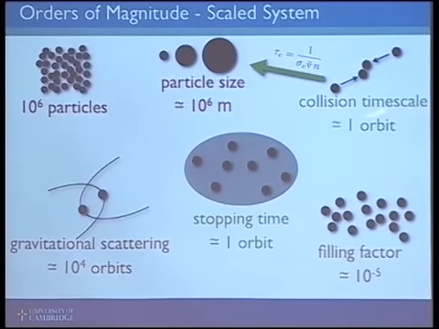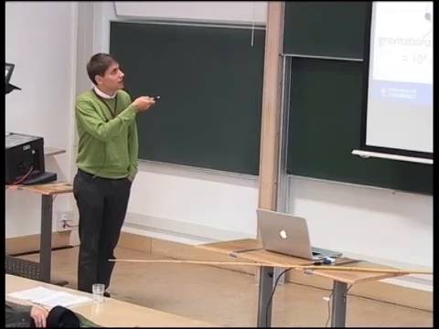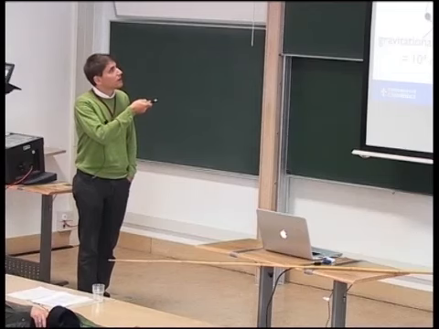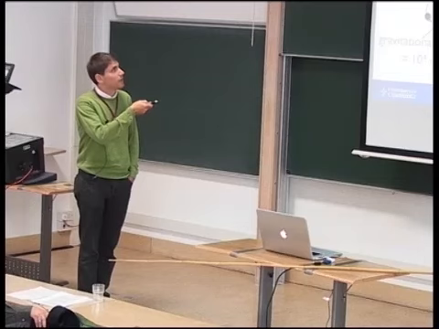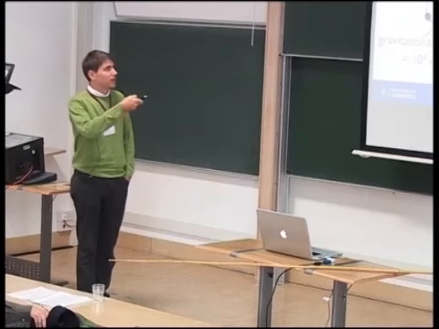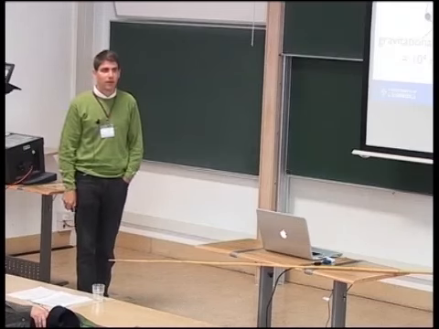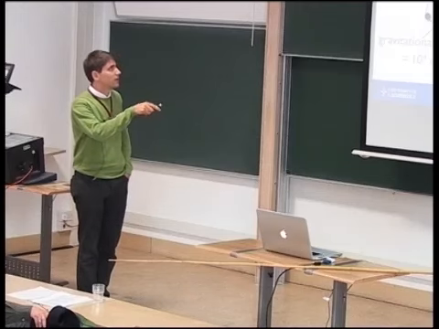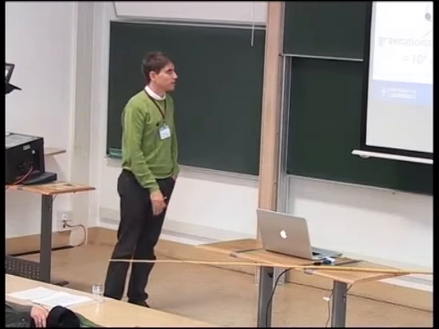So once we fix the collision timescale, we automatically fix our particle size. The collision timescale is calculated like 1 over the cross-section times the velocity dispersion times the number density. Now the velocity dispersion and number density are fixed, so we can calculate the cross-section of our particles. And that fixes our size to about 10 to the 6 meters.